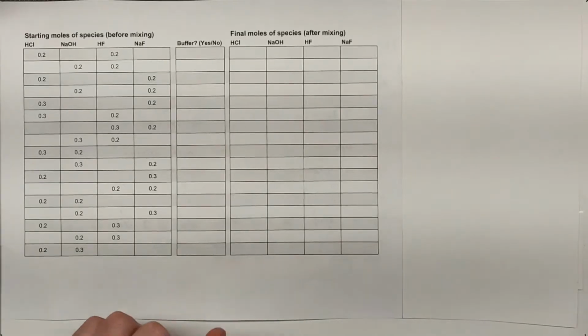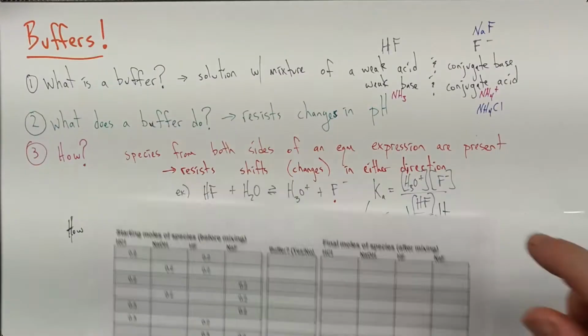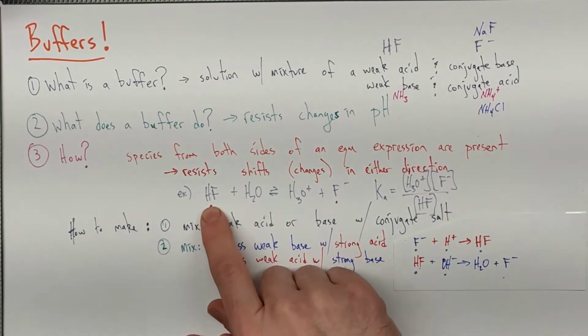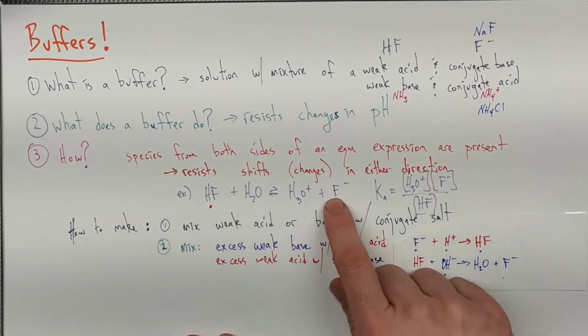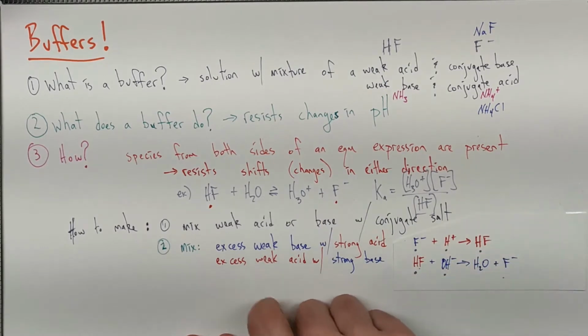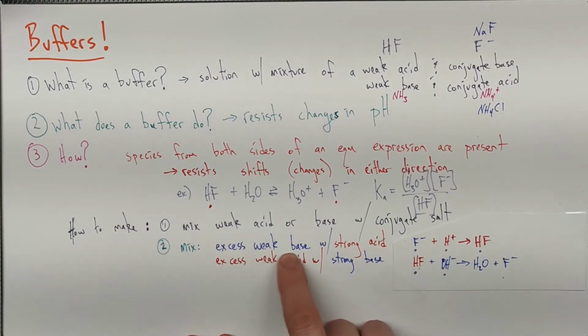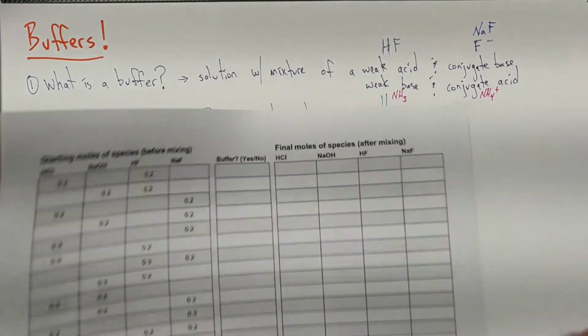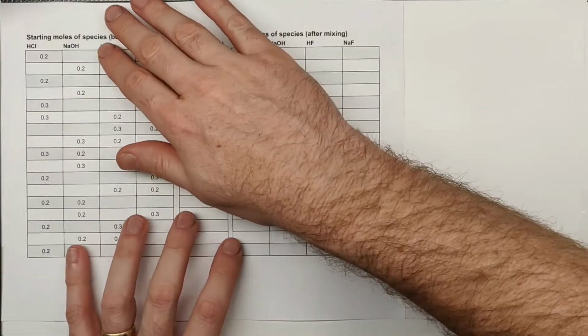This video is going to be an applied extension of the previous video where we talked about buffers and how you can make a buffer. One of the ways is just to take a weak acid or base and its conjugate and mix them together. And another way is to use excess weak base with strong acid, excess weak acid with strong base. And you can look a little more closely at the previous video for the details on that.